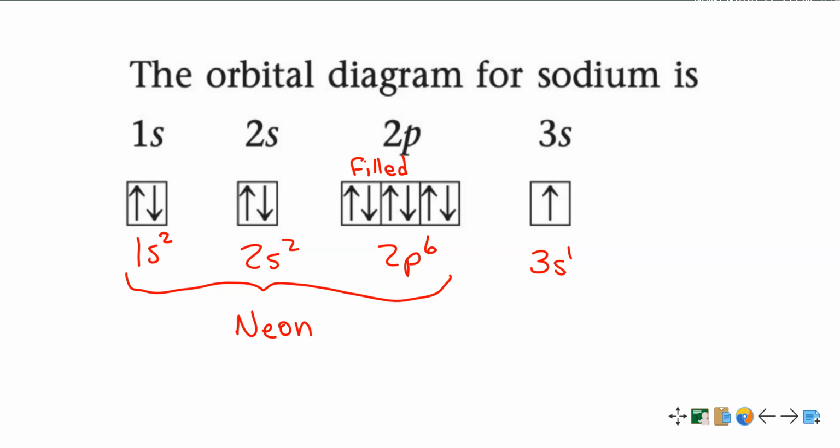So instead of writing out 1s2 plus 2s2 plus 2p6 plus 3s1 all together, we can write neon 3s1. And that's a noble gas configuration where we replace the 1s2, 2s2, 2p6 with neon. So instead of writing all that out, we just write neon in brackets, and then we add the extra stuff on top of it, which we'll talk about here in a little bit. That's a core configuration.